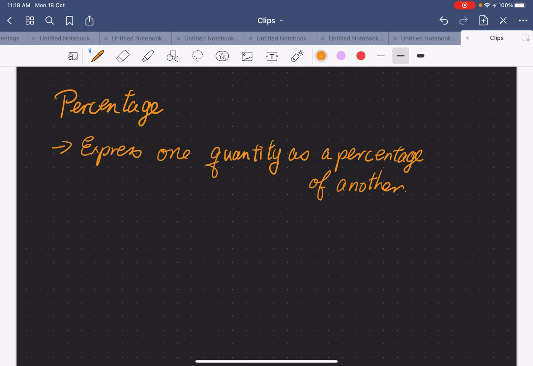Right, so this video is about percentage: expressing a quantity as a percentage of another. We might have two things that are meaningful to compare, for example 3 apples and 45 apples. They are meaningful because they are of a similar type.